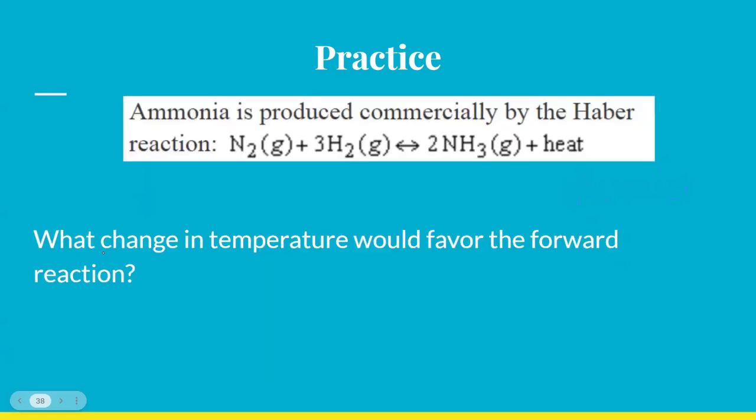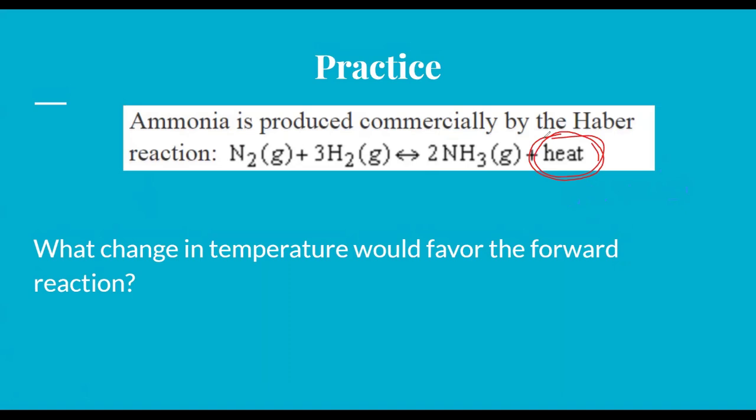All right, ammonia is produced commercially by the Haber reaction. Getting sick of the Haber reaction yet? Which change in temperature would favor the forward reaction? Let's talk about that. We talked about it already, but let's do it one more time. Heat is being produced by this reaction. It's on my product side. So this reaction is indeed exothermic. Okay, I'm producing heat. I would have to lower the temperature to get this to go forward.